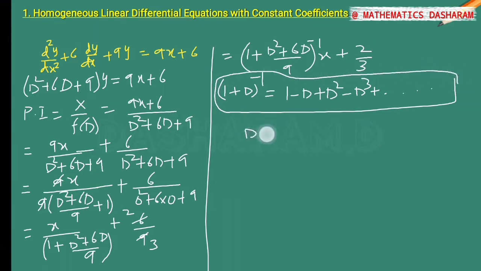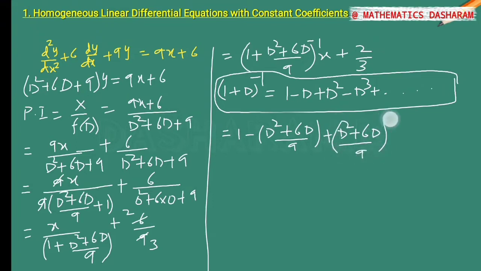Here at the place of D we have D square plus 6D by 9. So it is equal to, continuing the answer, 1 minus (D square plus 6D by 9) plus (D square plus 6D by 9) whole square minus dash, into x plus 2 by 3.